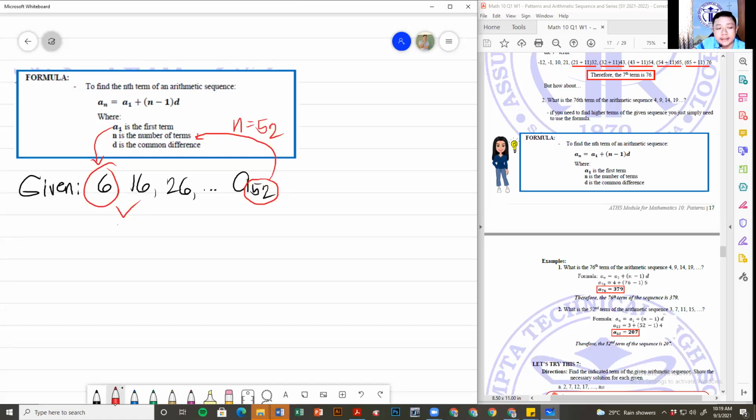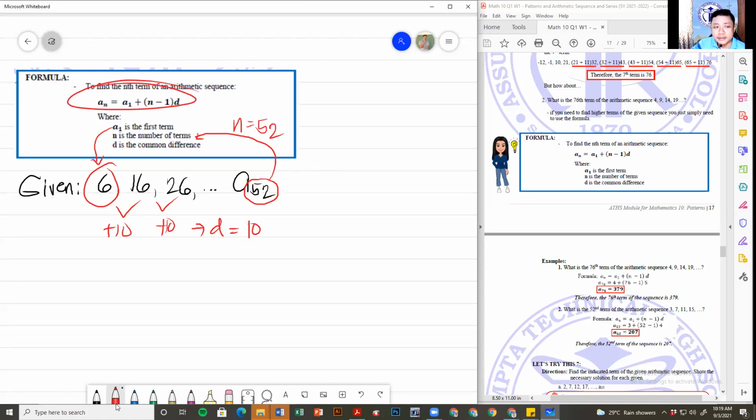Good. That's 10. Plus 10, plus 10. Ayan. So, that's our common difference. d is equal to 10. Now that we have a sub 1, our n, and our d, we can already find the 52nd term by using this formula.